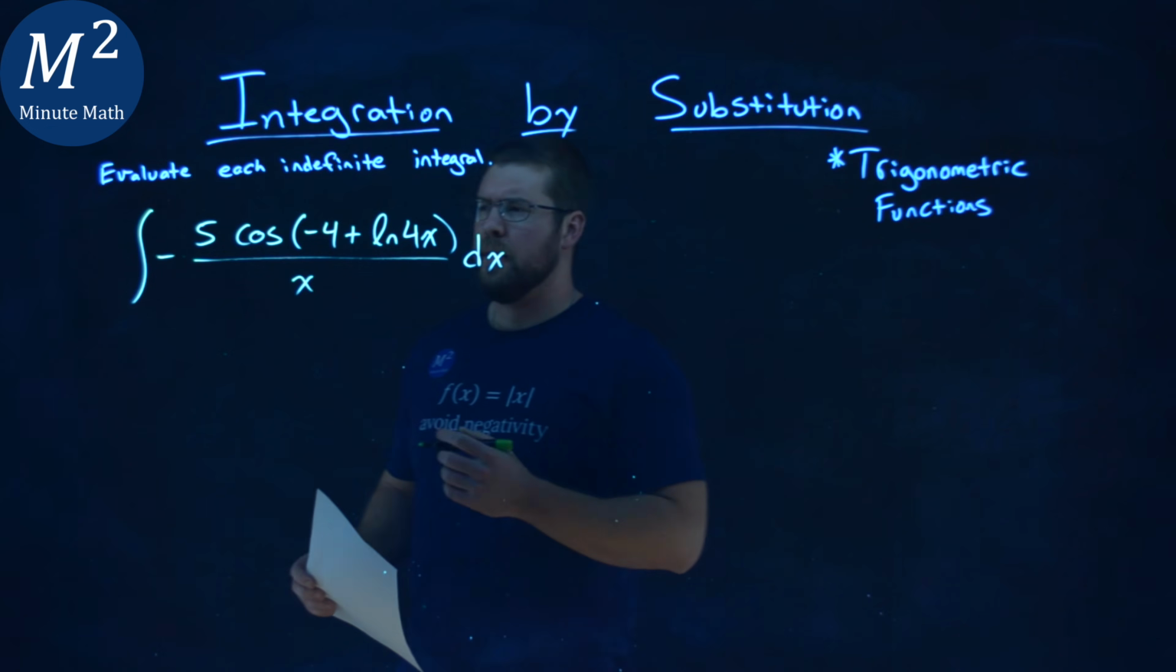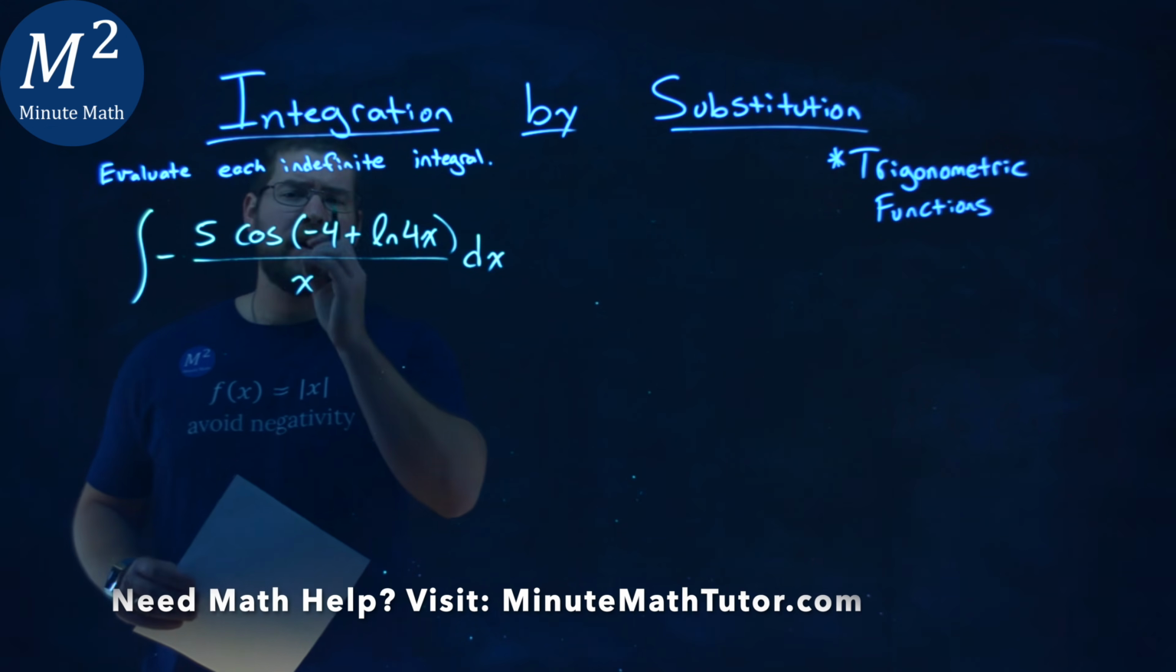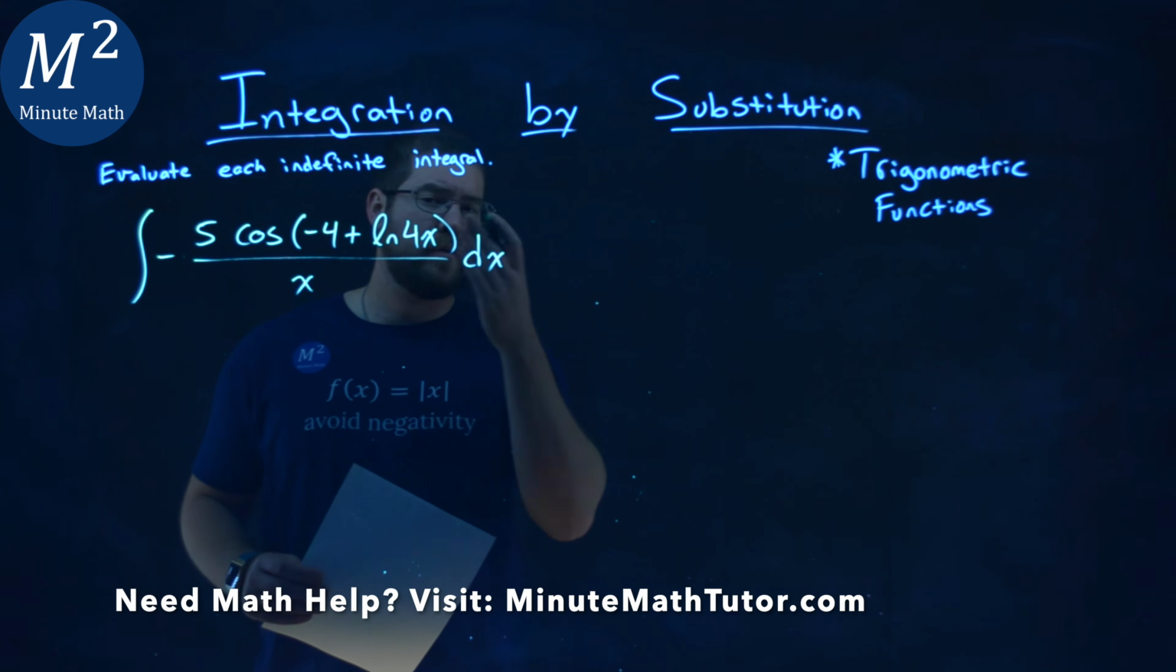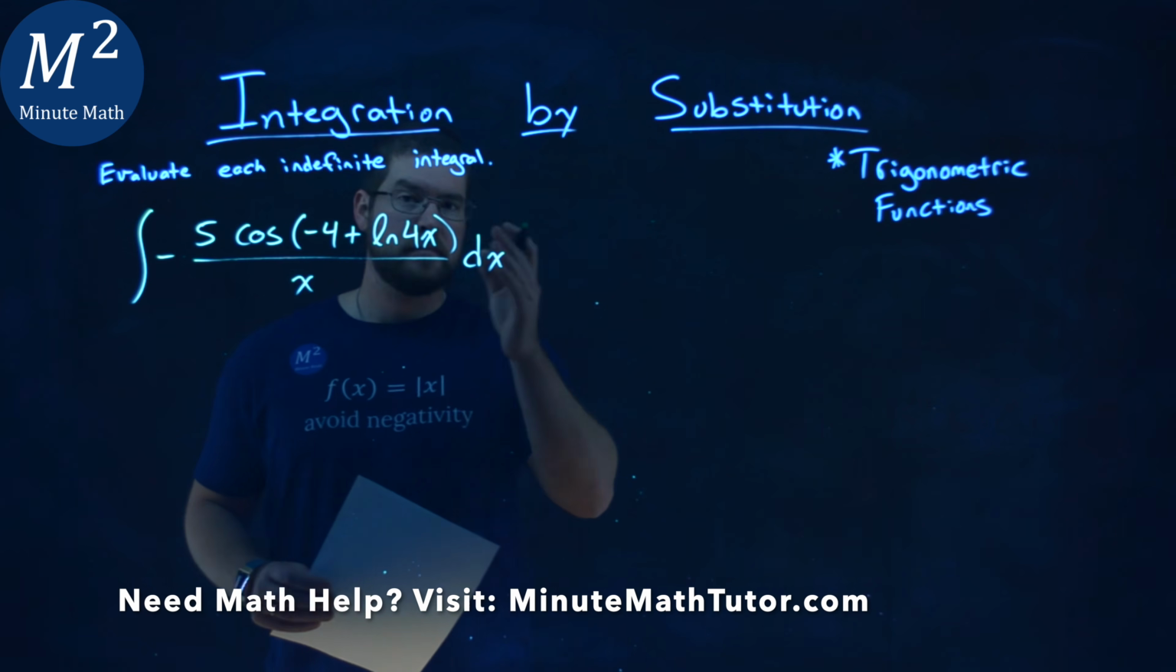We're given this problem right here, the integral of -5 cosine of -4 plus natural log of 4x, all over x dx.